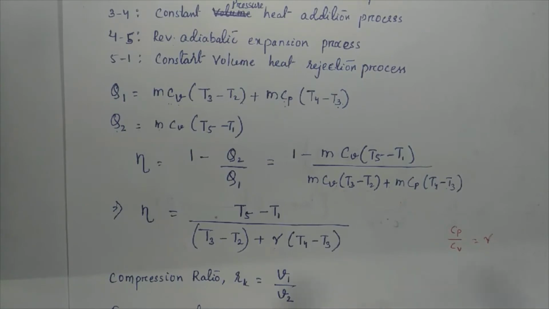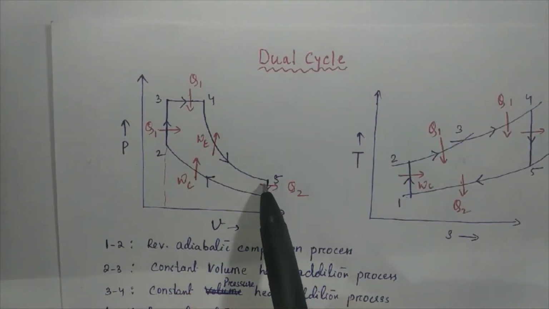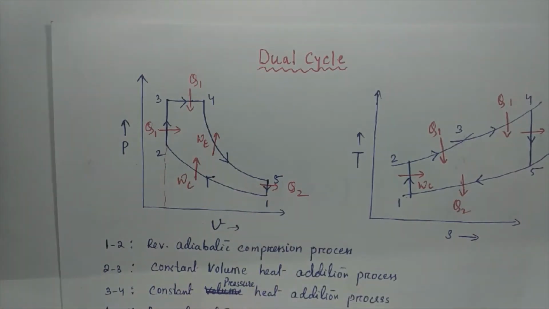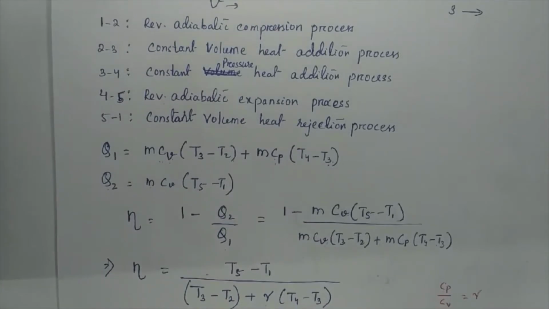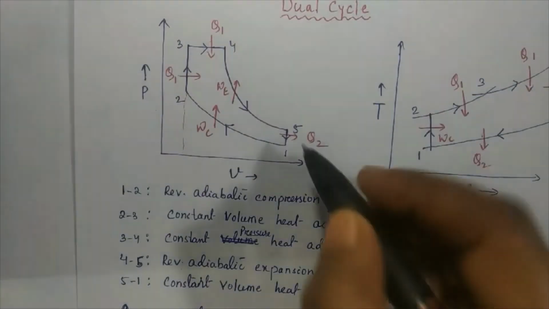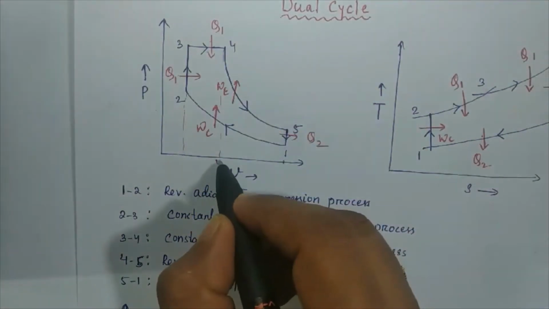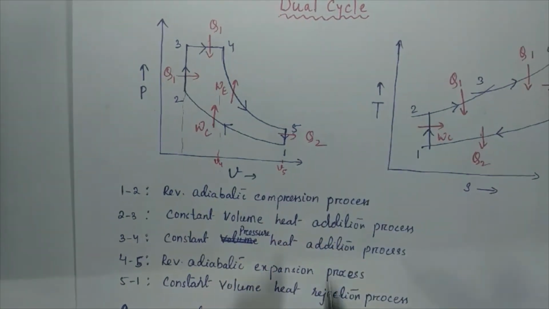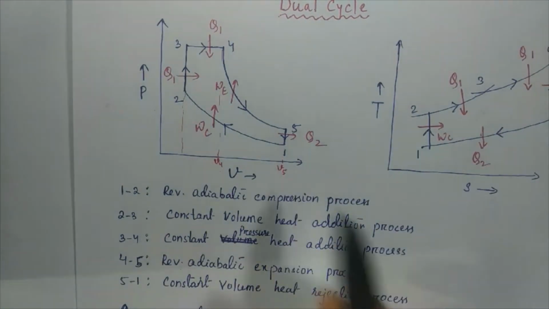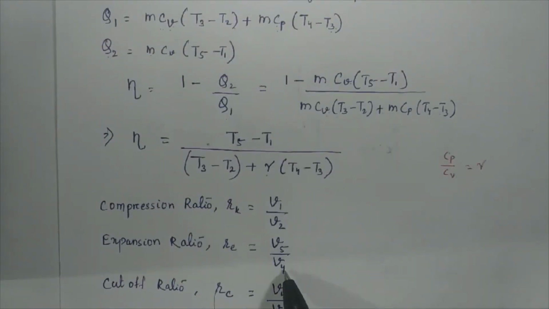Then the expansion ratio, that is RE. For the 4 to 5 process, it is the expansion ratio. Again, it is maximum volume by minimum volume. Here we have V4 and V5. Right? Which volume is maximum? V5 is maximum. So it is V5 by V4.